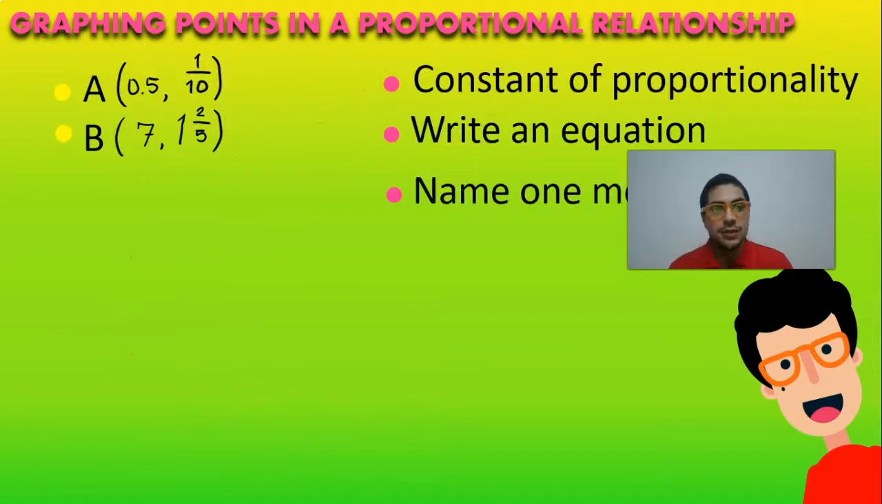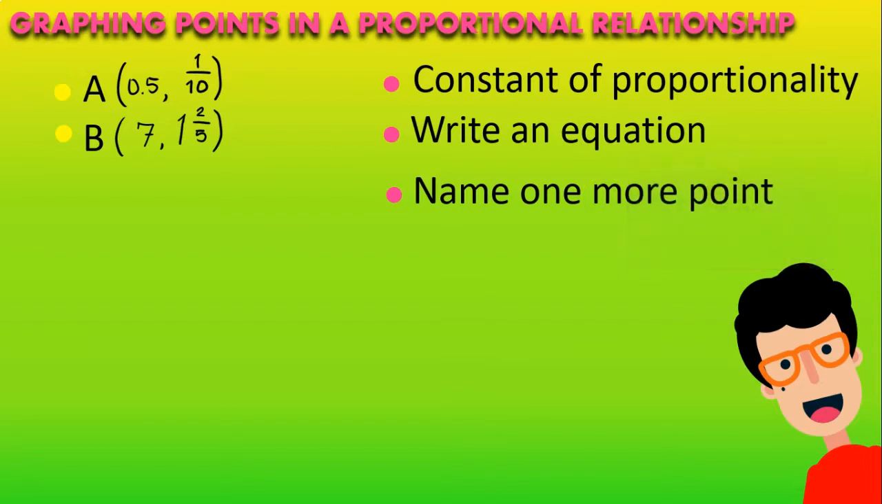Okay, so in this case, we're given 2 points. The first point is point A, located at (0.5, 1/10), and point B is located at (7, 1 2/5). They're asking us 3 things. First, the constant of proportionality. Then, write the equation, and then name one more point. Let's call that point Z, which is going to have 2 coordinates, one in X and one in Y.